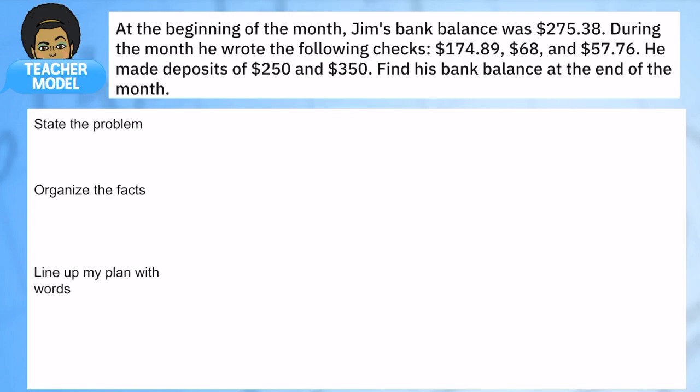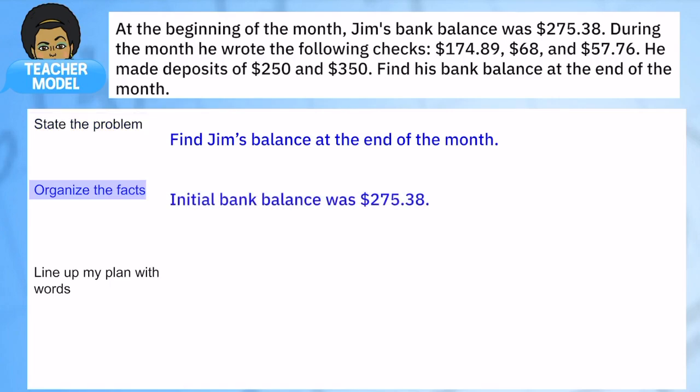So let's jump in. Starting with the very top, what are they actually asking us? Just to find his bank balance at the end of the month. Ultimately, what is the total at the end? So already I'm thinking, oh, I need to find my total at the end. Got it. And then what are the facts? There are a lot here. We know he's starting with $275.38. So that is my initial balance, our starting point. We're going to find the total at the end.